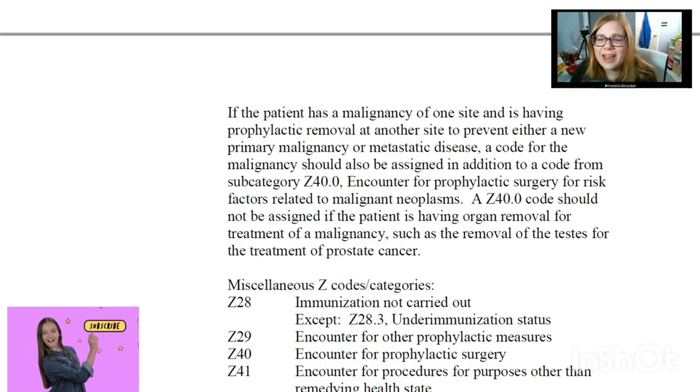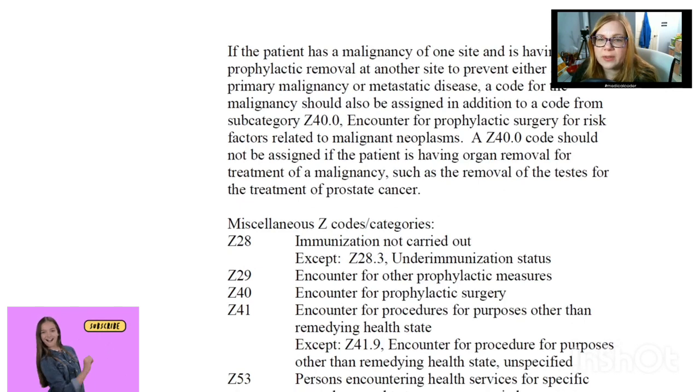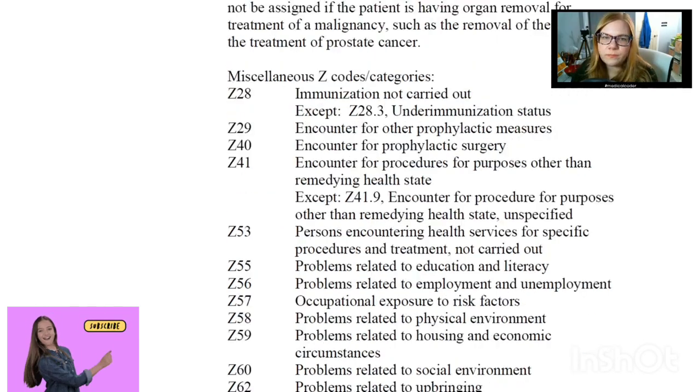If the patient has a malignancy on one site and is having a prophylactic removal on the other site, either to prevent it or as maybe part of a metastatic disease, a code for the malignancy should also be assigned in addition to a code from subcategory Z40.0, encounter for prophylactic surgery for risk factors related to malignant neoplasms. A Z40.0 code should not be assigned if the patient is having organ removal for treatment of malignancy, such as the removal of the testes for treatment of prostate cancer.